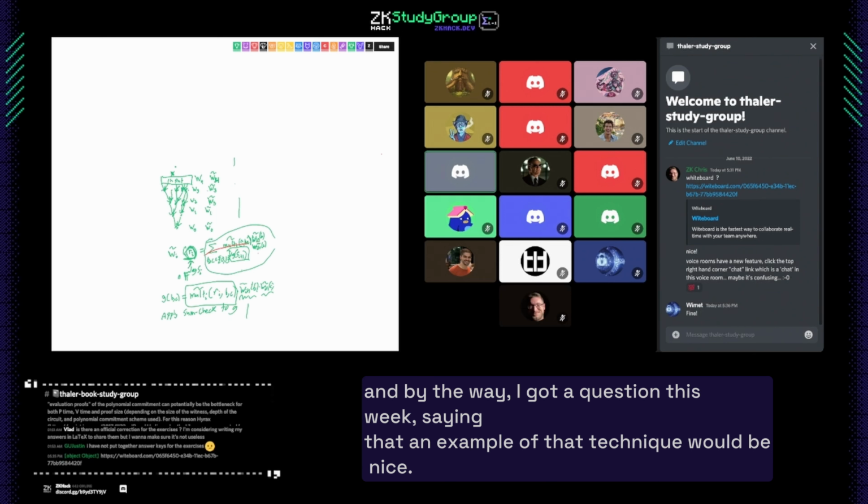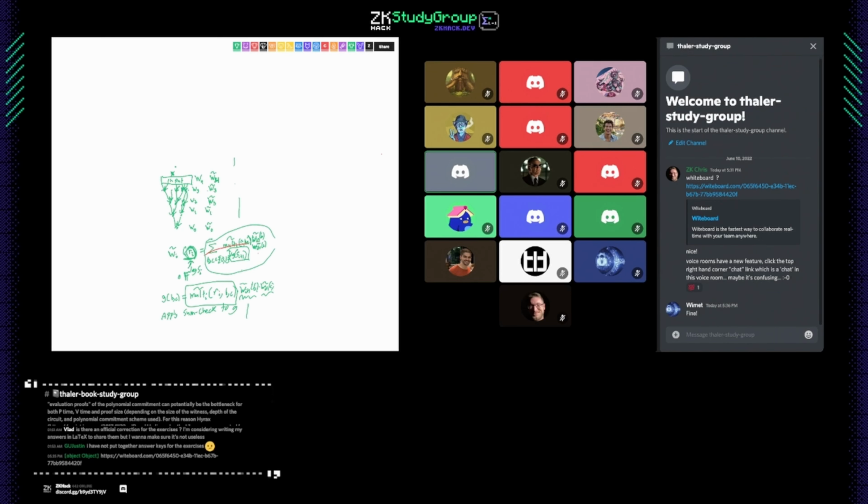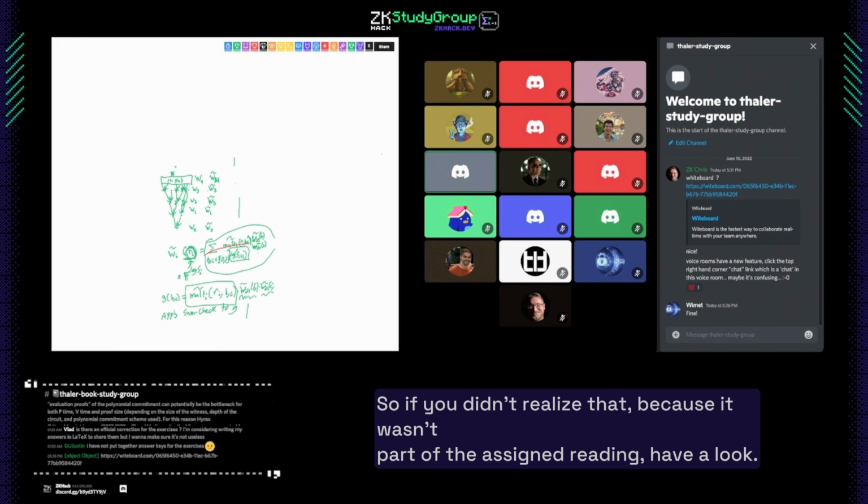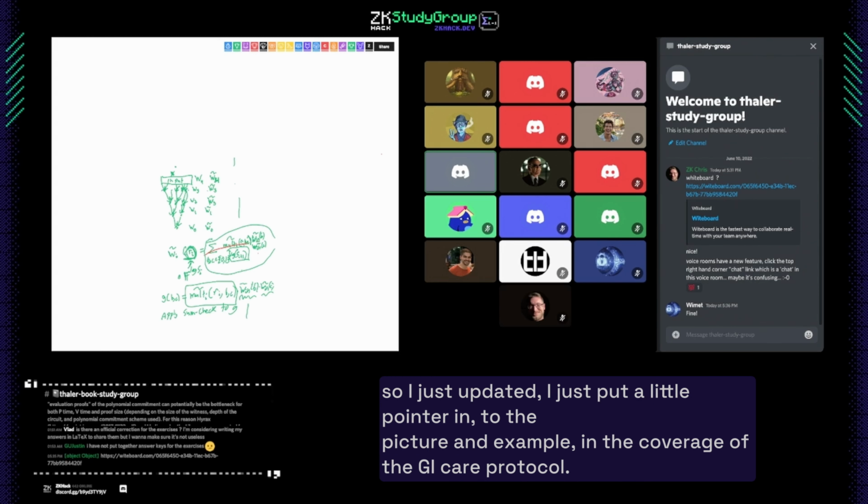And by the way, I got a question this week saying that an example of that technique would be nice. So I just wanted to mention there is a picture and an example of that technique. Earlier in chapter 4, there's a self-contained section where that technique is covered in detail. So if you didn't realize that because it wasn't part of the assigned reading, have a look. I just put a little pointer to the picture and example in the coverage of the GKR protocol.